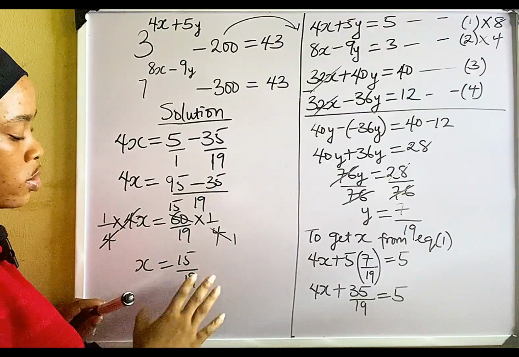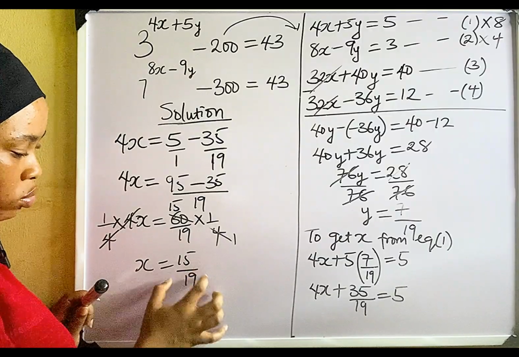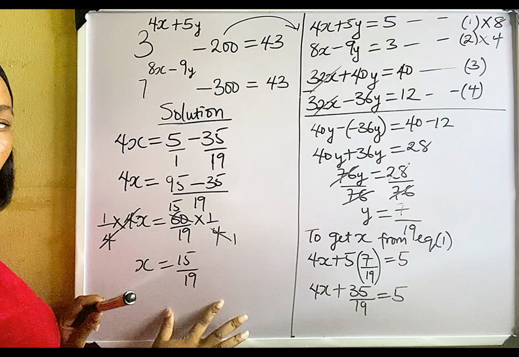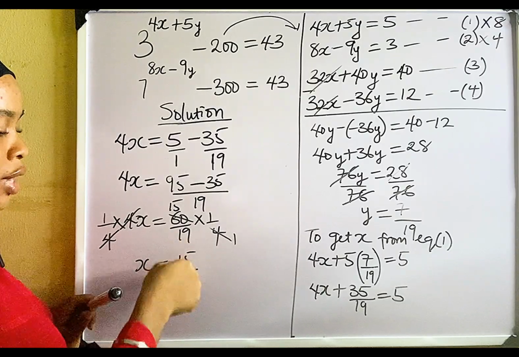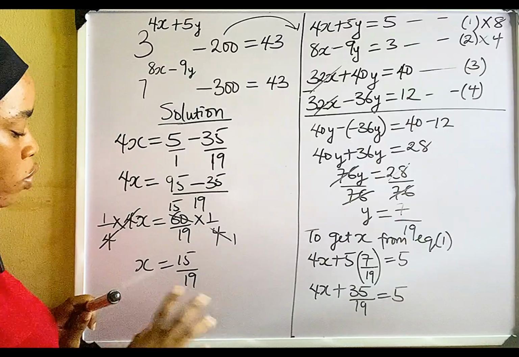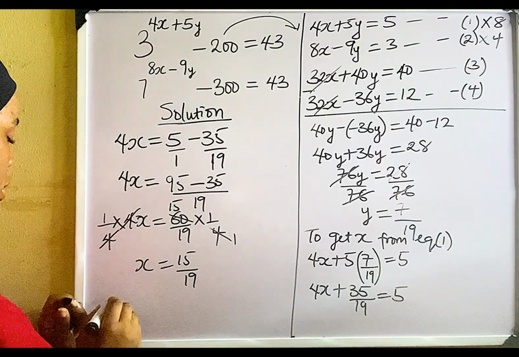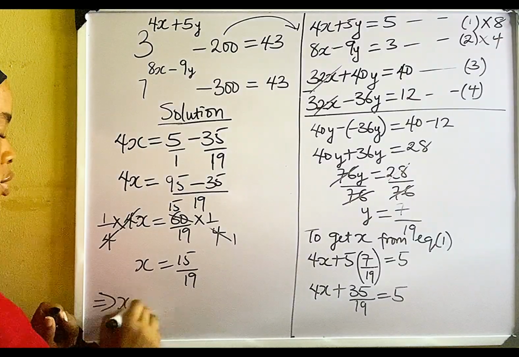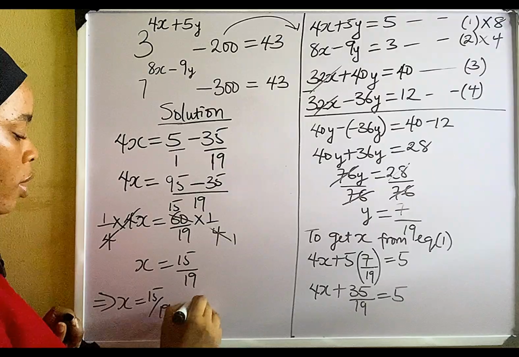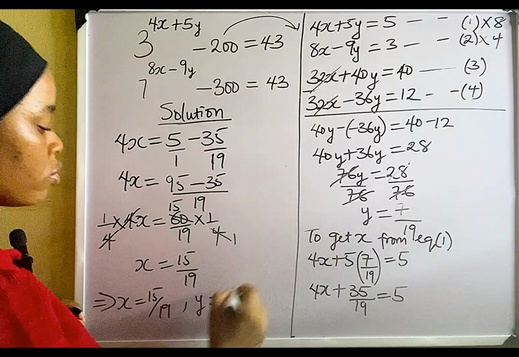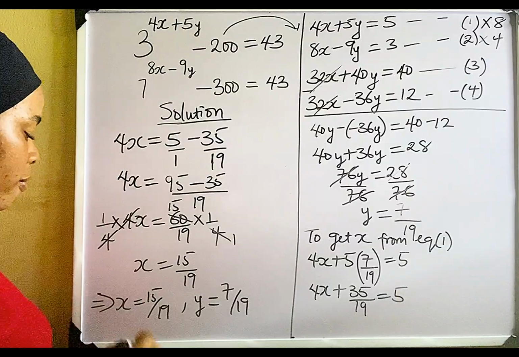And this is a proper fraction, and this is already in its lowest term because there is no common factor that can divide these two numbers. So this is our final answer. So from here we can conclude that x equals 15 over 19, and y equals 7 over 19. This is our final answer.